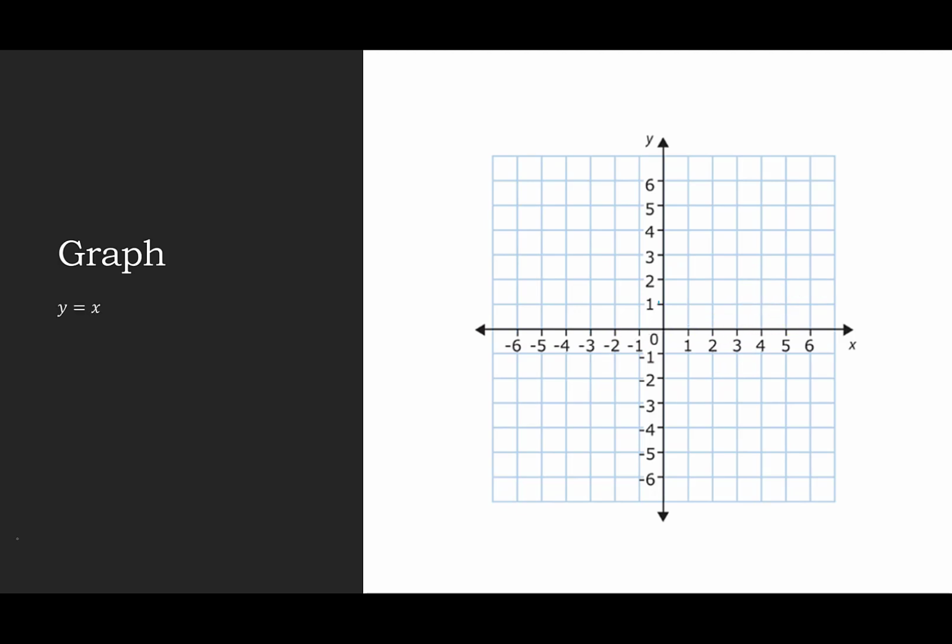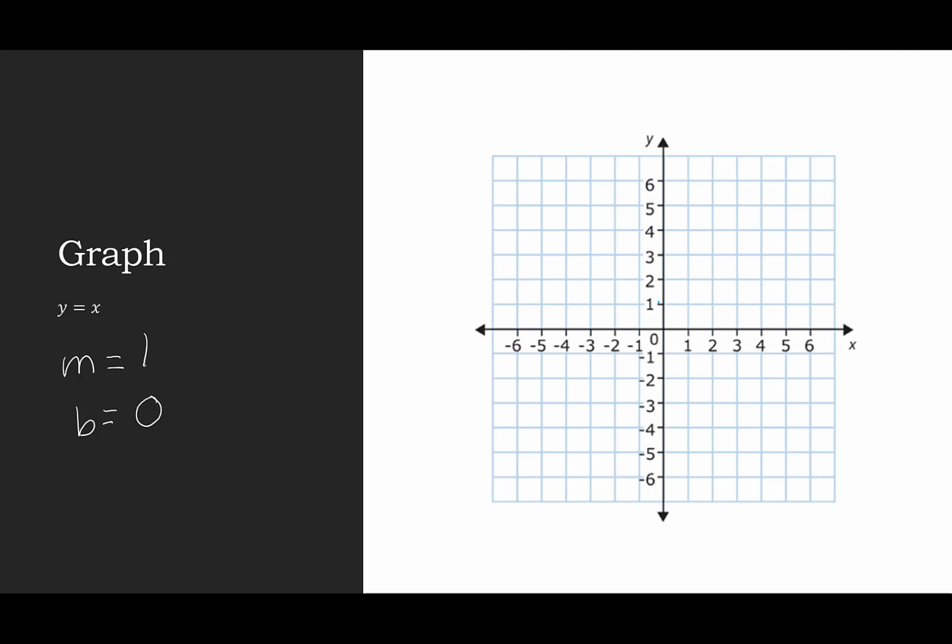Our next one says y is equal to x. I want to know two things always to start. I want to know what's my slope, what's my intercept. Well, from the last one, hopefully you remember that the intercept's going to be 0. But the slope here, there's no number that you clearly see in front of the x, and when that happens, we know the slope is 1.